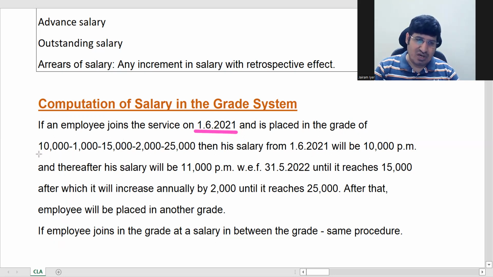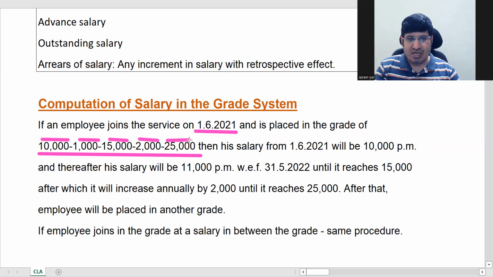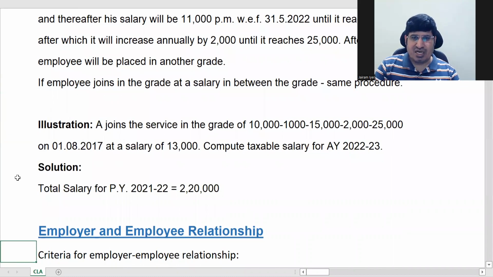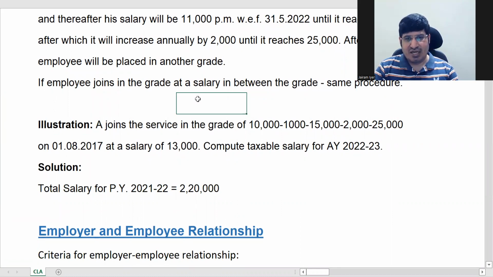1/6/2021 को अगर ज्वाइन किया एक एम्प्लॉय और अगर इस ग्रेड में पुट किया गया है, इसका मीनिंग ये है कि फर्स्ट उसको सैलरी इतना मिलेगा 10,000. देन 1,000 he will get increment every year till he reaches 15,000. After reaching 15,000 उसको 2,000 मिलेगा increment till he reaches 25,000. Then he'll be placed in another grade. Okay, or if he joins in between this, that is he joins at 12,000, then also same thing will go on. He'll get 1,000 increment till he reaches 15,000, and it will go on like that. Okay, ये होता है ग्रेड का. This is some problem. It comes sometimes how to compute grade salary. तो चलिए इसका एक illustration हम देख लेते हैं. ठीक है, let's see an illustration for this.